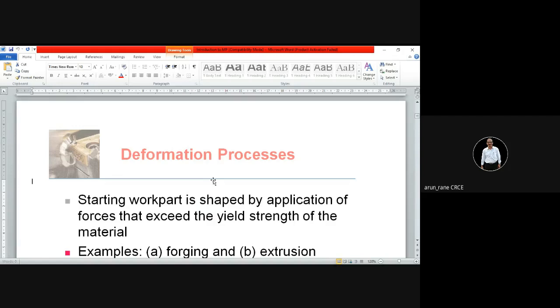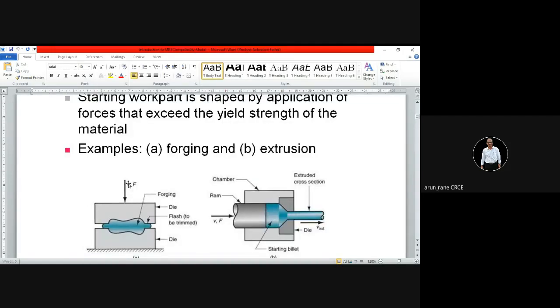Then you have a deformation process. Deformation process means you are applying a pressure on a heated material. This is forging. Forging means you are heating the material. This is called the die. Of course the material will spread a little bit, and that is called the flash. This flash has to be cut later on. Forging means heating material above recrystallization temperature and then giving the shape cut inside the die.